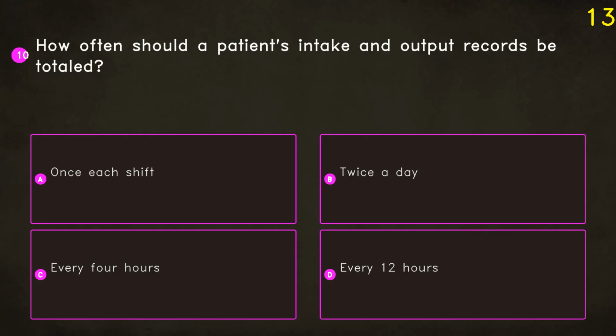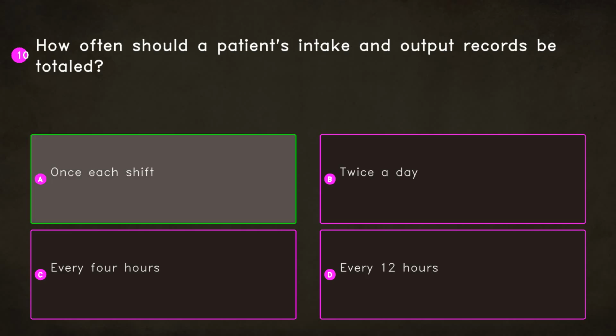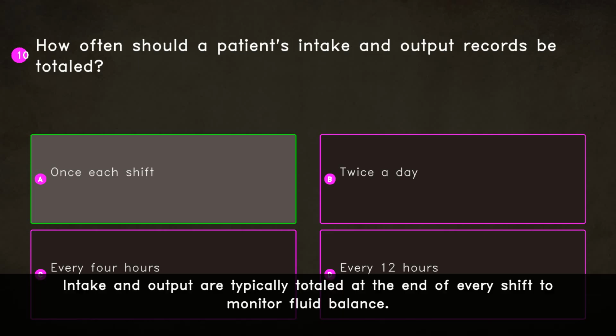Question 10. How often should a patient's intake and output records be totaled? A. Once each shift, B. Twice a day, C. Every 4 hours, D. Every 12 hours. The correct answer is once each shift. Intake and output are typically totaled at the end of every shift to monitor fluid balance.